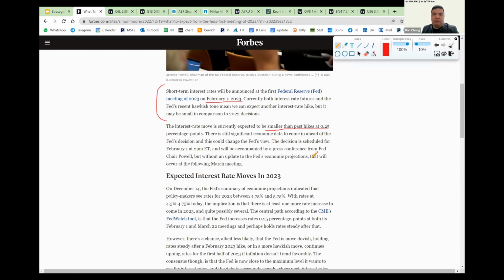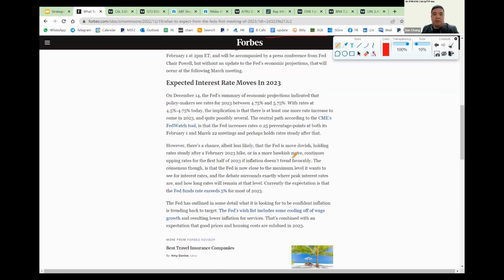In fact, a lot of analysts or market watchers are pricing a 25 basis point hike, or 0.25%. And the consensus is that the Fed is now close to the maximum level that you want to see for rates.